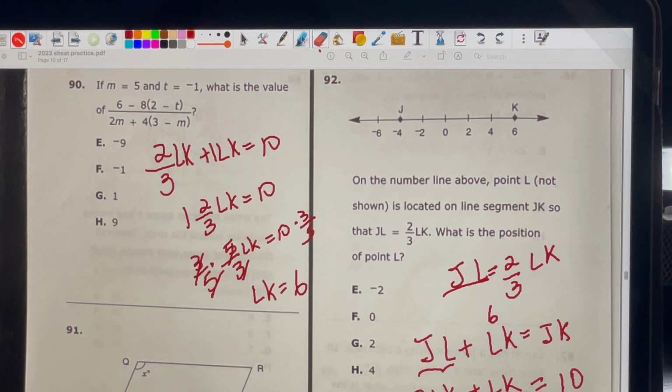So LK is 6 units. So 2, 4, 6. So I can put L here because from this stretch right here is 6. And this stretch right here is 4. What is the position of point L? Well, L is at 0. All right, and you can confirm that 4 is 2/3 of 6.